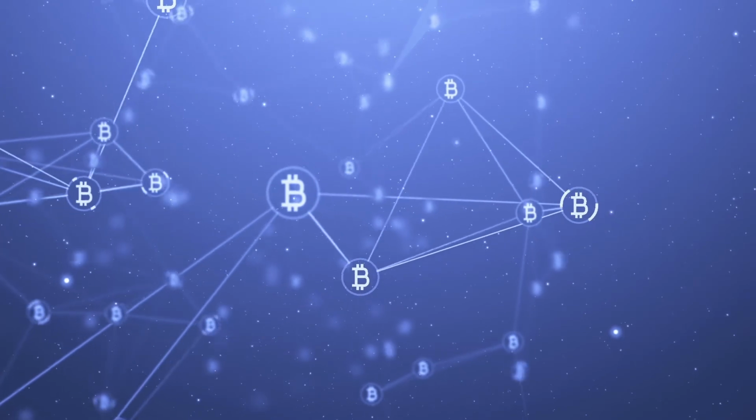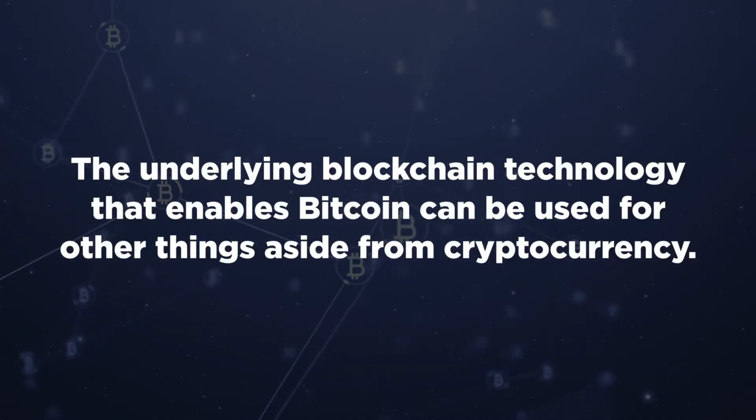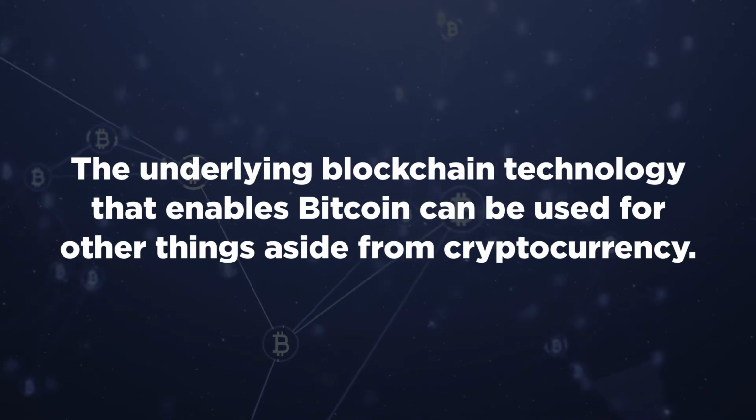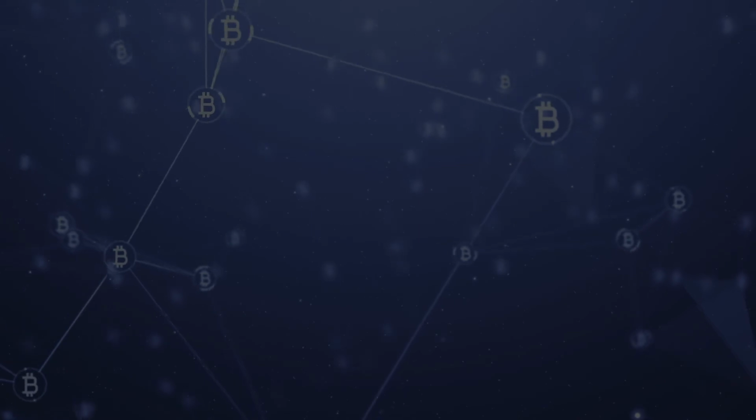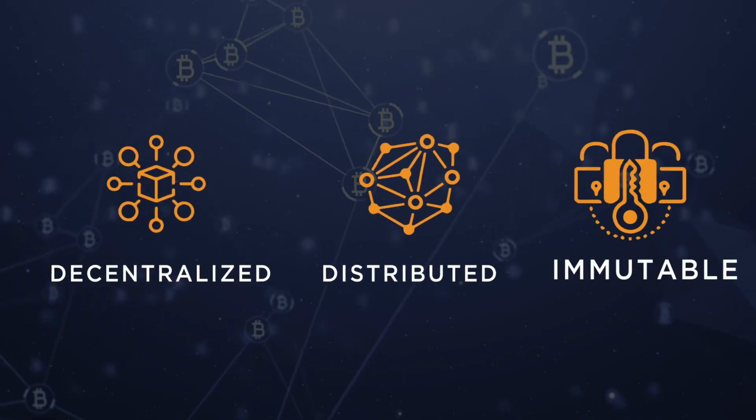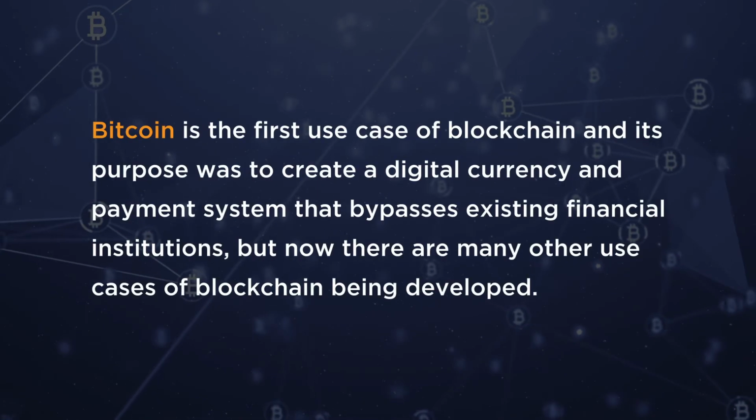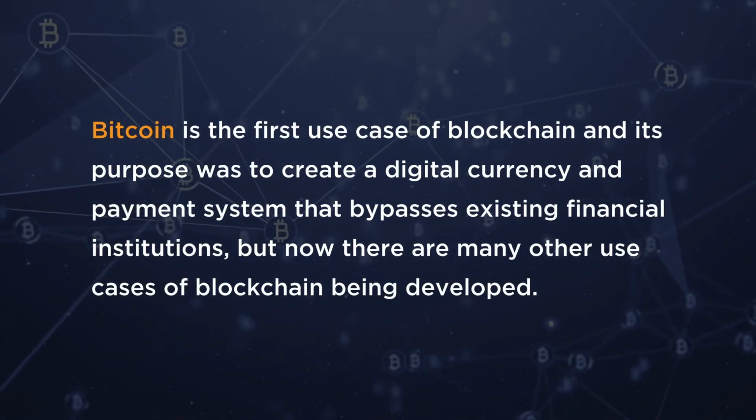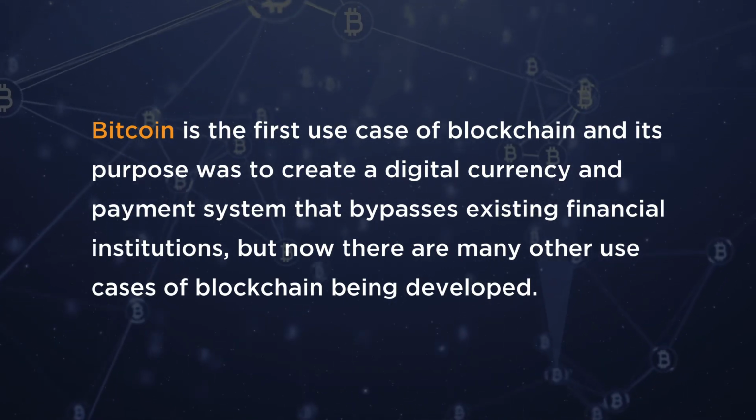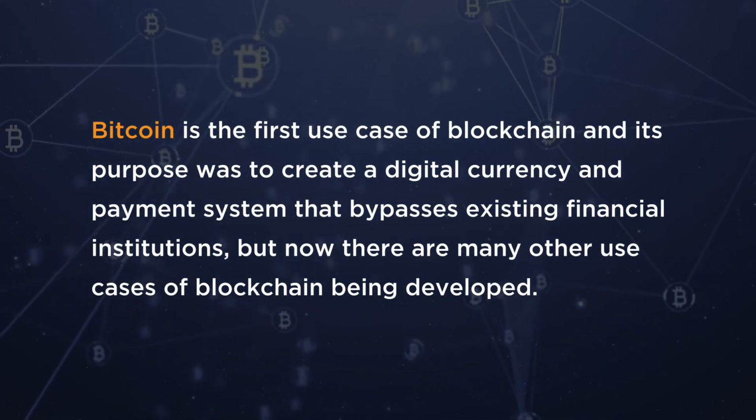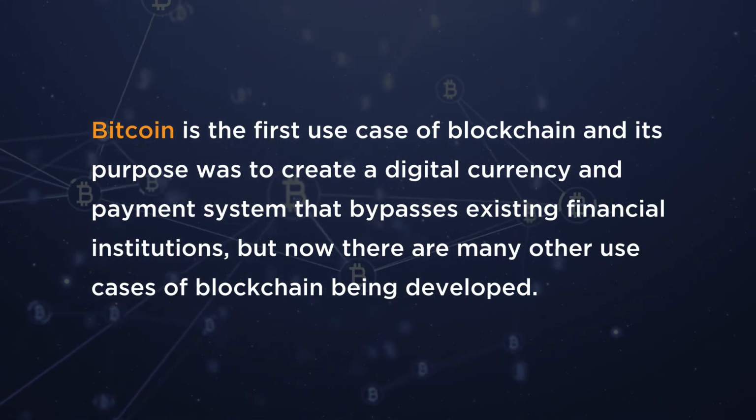After Bitcoin was created, developers realized that the underlying blockchain technology that enables Bitcoin can be used for other things aside from cryptocurrency. Blockchain is simply a decentralized, distributed, and immutable record and data storage system. Bitcoin is the first use case of blockchain, and its purpose was to create a digital currency and payment system that bypasses existing financial institutions. But now there are many other use cases of blockchain being developed.